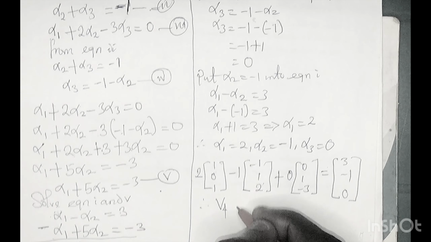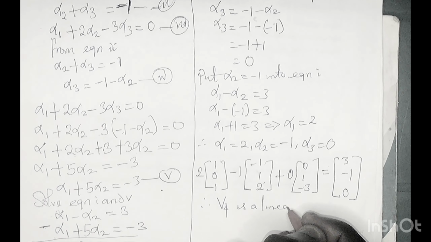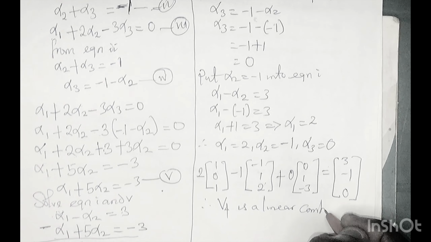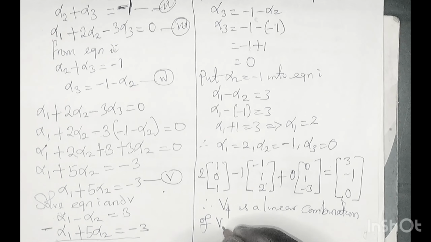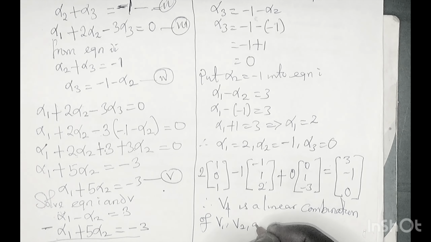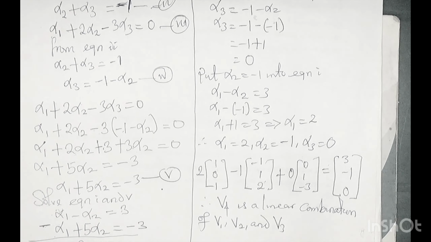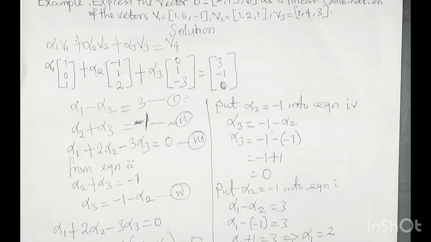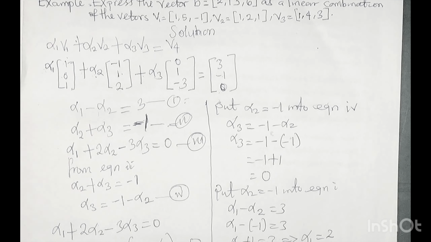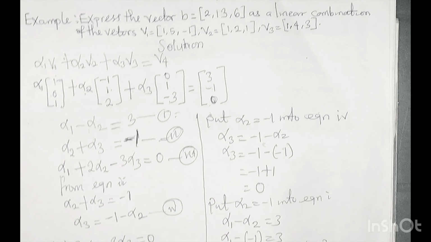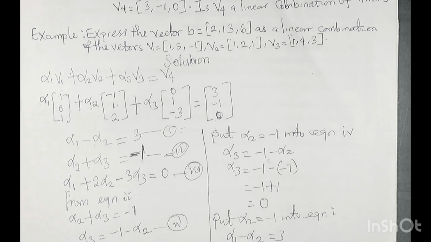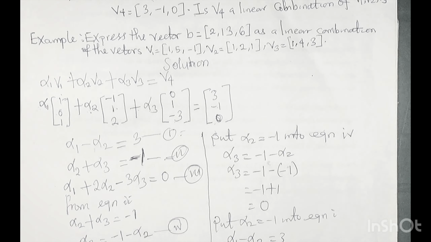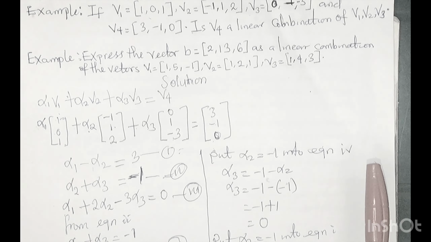So therefore your conclusion will now be, so therefore v4 is a linear combination of v1, v2 and v3. By following this complete method, you'll be able to get your full mark in your exam. All right, so you can try this example too, using the same method I used. So you can pause this video and try this example too.